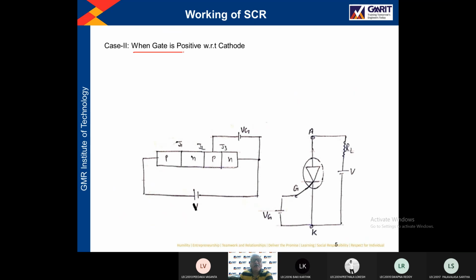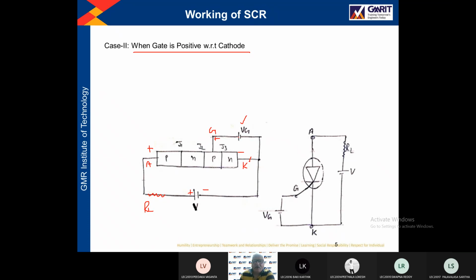Now you see the second case, when the gate is positive with respect to the cathode. Here we will connect a resistor load, RL. This is the positive terminal of the battery and the negative terminal of the battery. The positive terminal is connected to the anode, and the negative terminal is connected to the cathode. Now at the gate terminal, I have connected the gate positive with respect to the cathode. For that, I have connected one battery here, VG.